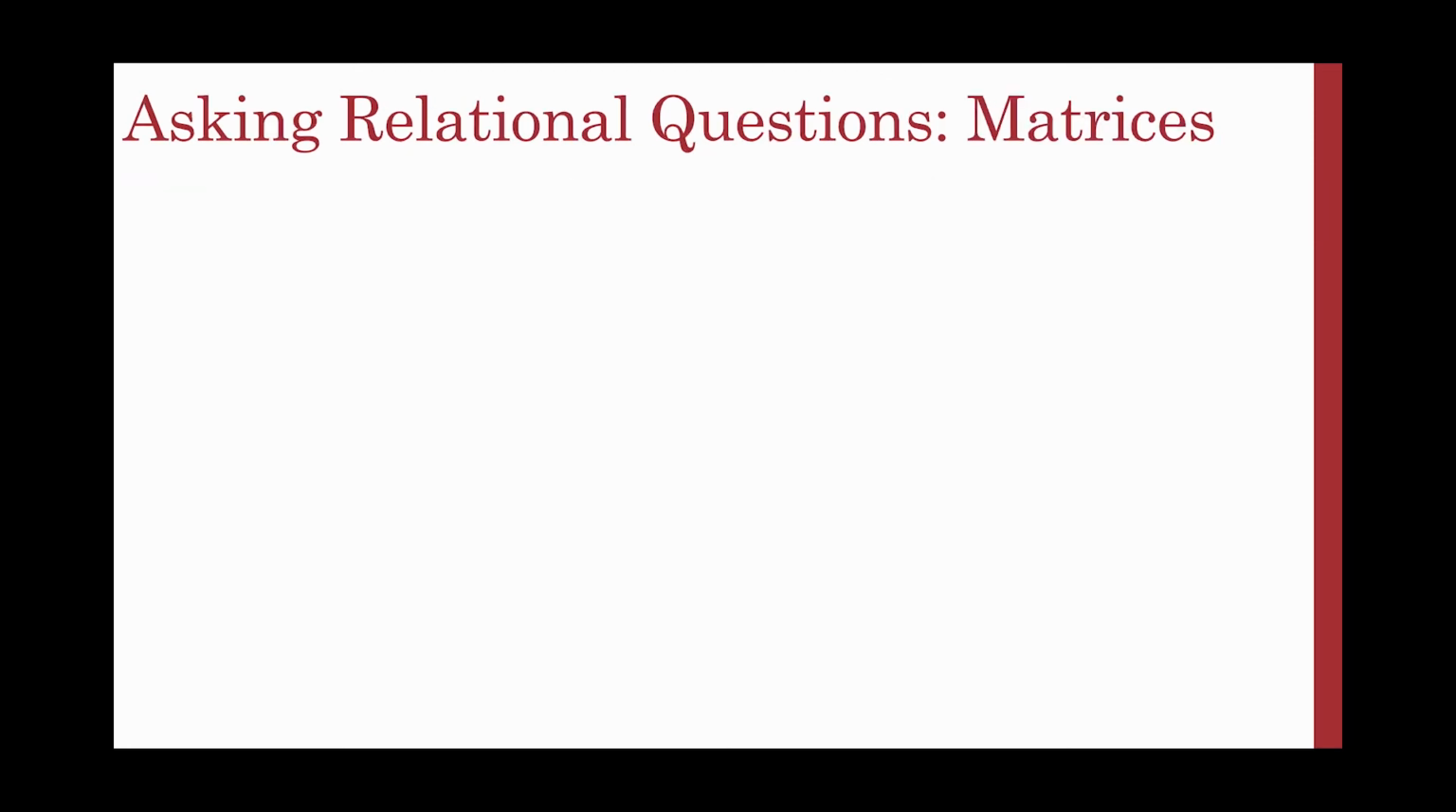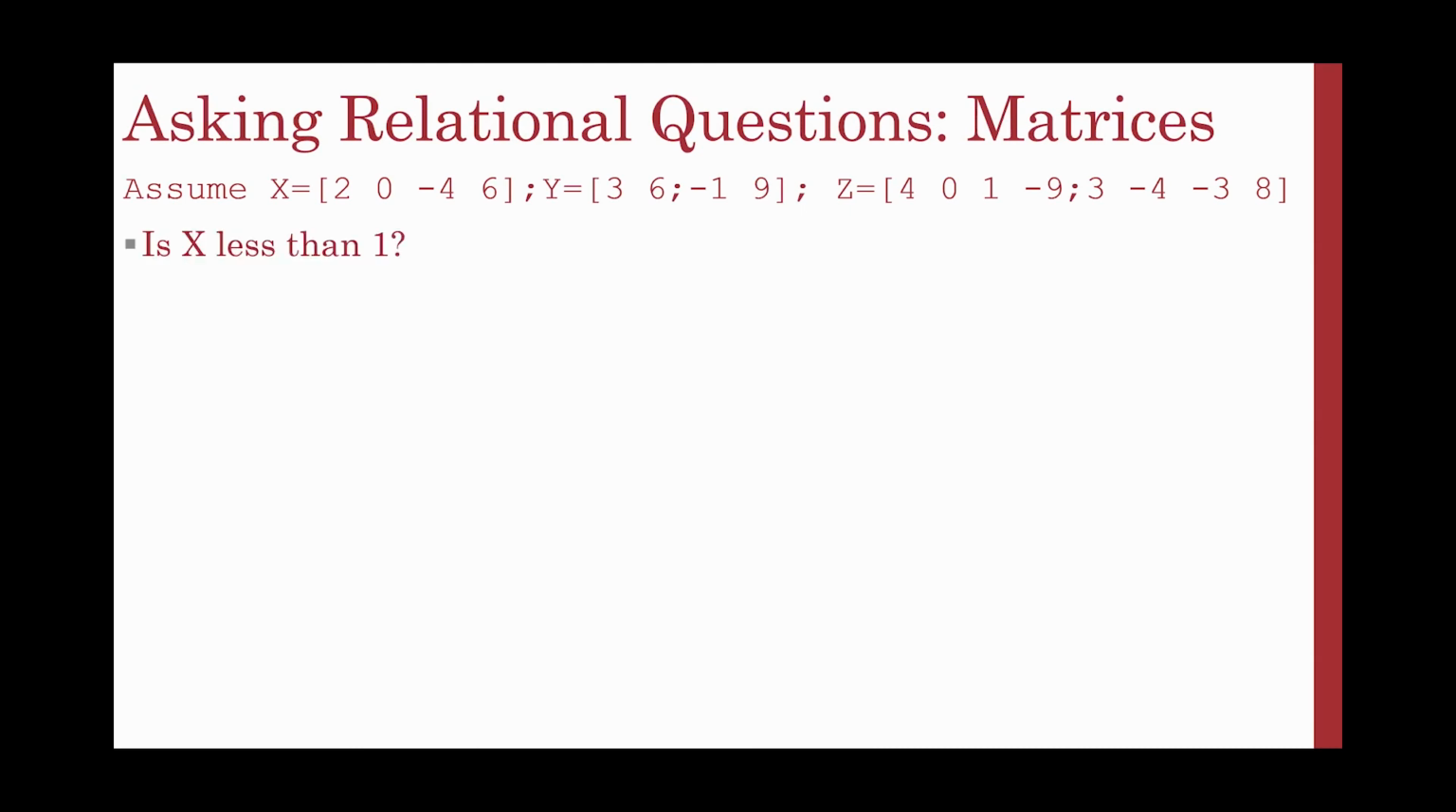Now, how does it work with matrices? So assume we have these matrices defined in MATLAB. What we can do is we can ask, is x less than 1? It's going to ask if each element in x is less than 1. So the result we're going to get is 0, 1, 1, 0, because you get a 0 if it's false and a 1 if it's true. So 2 is not less than 1, so it puts in a 0. So it's going to perform this logical operation on every element of these variables.